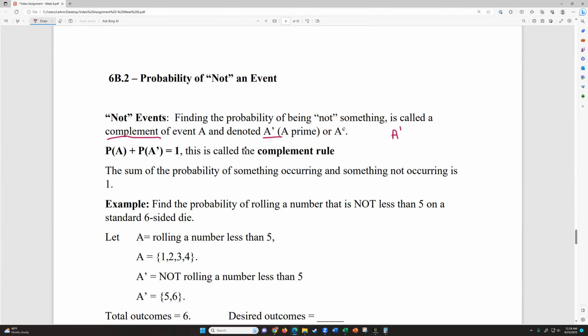So this is the rule. If you are an event or you are not that event, so if I add the probability of an event happening plus the probability of the event not happening, that should equal 1. That's called the complement rule. We can show that in just a second with rolling a regular die. It's pretty easy to see. So the sum of the probability of something occurring and something not occurring is 100%. So let's show you that.